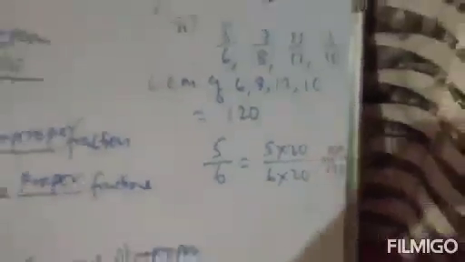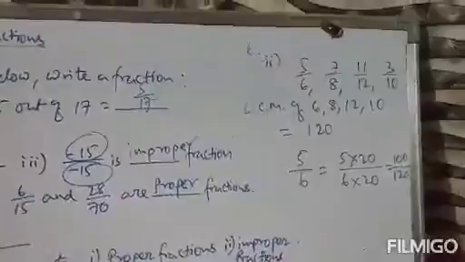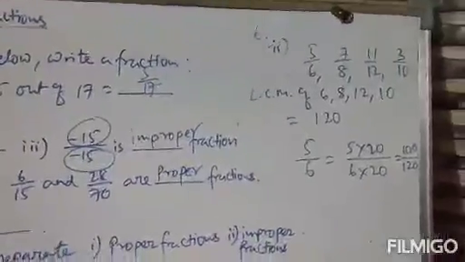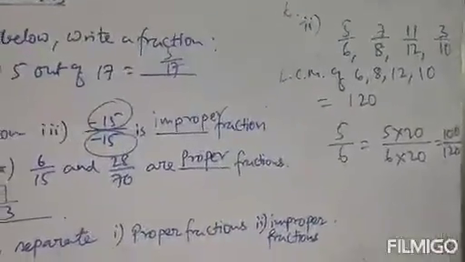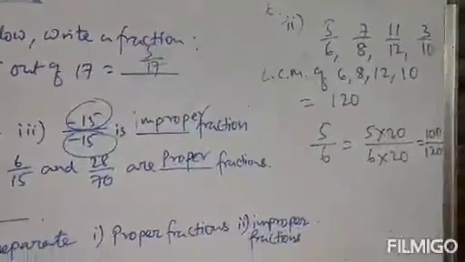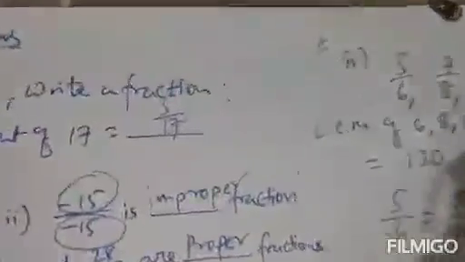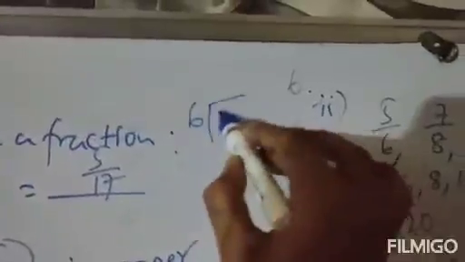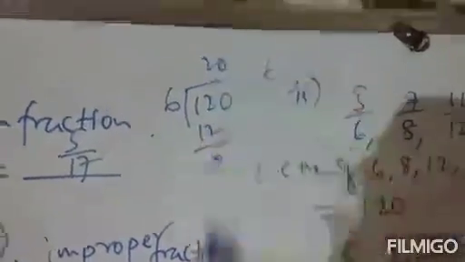I am repeating again, listen very carefully. First find out the LCM of the denominators, and LCM was 120. Now we will divide LCM with each of the denominators. So the first denominator is 6. When you divide 120 by 6, your quotient will be 20. Just divide in your rough space like this.